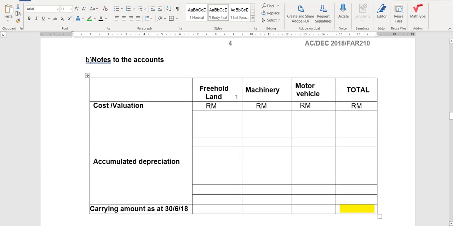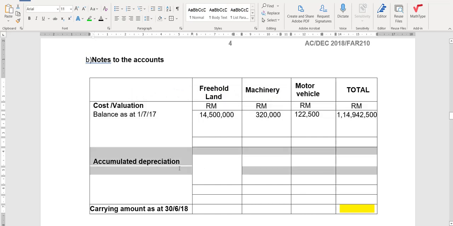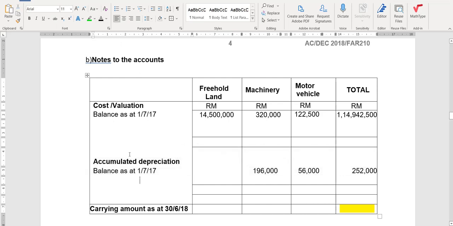Make sure you have three types of asset here, which is classification: freehold land, machinery, and motor vehicle. I'm also including one more total column here. First, put the cost and valuation. Start with the balance. Put the accumulated depreciation and also start with the balance. All right. Then after you have done that, go and put the addition that you have done for the motor vehicle. Okay, when you add that, you need to also add into your motor vehicle when you debit. So therefore this would be 90,000.